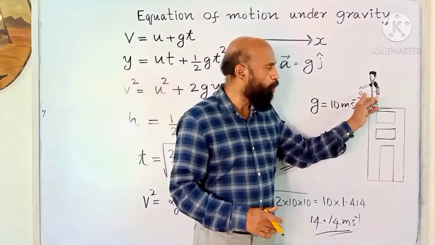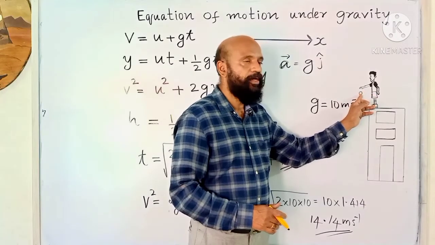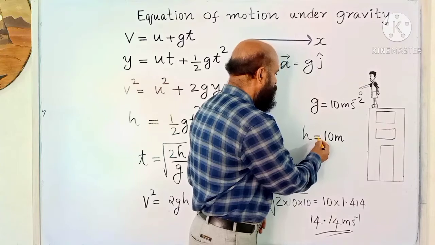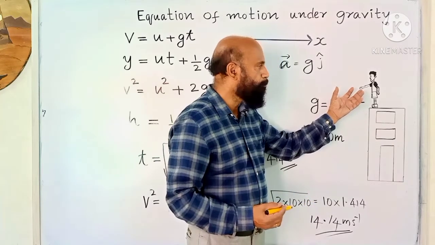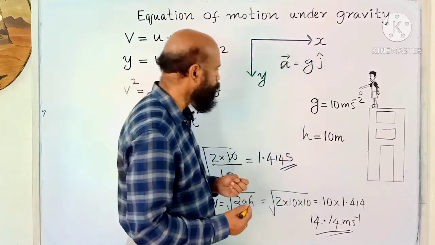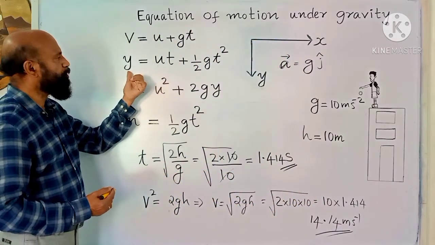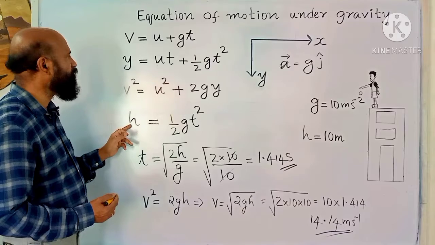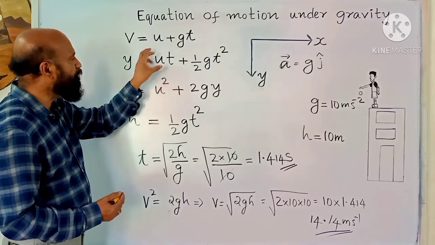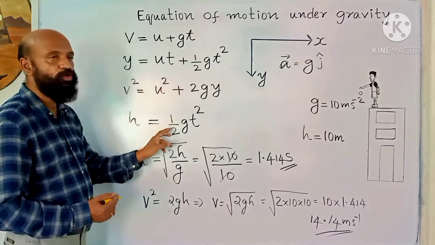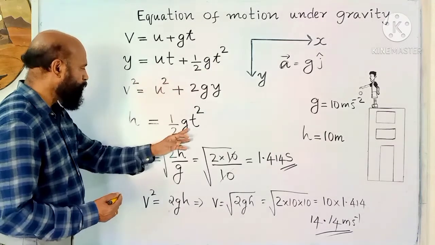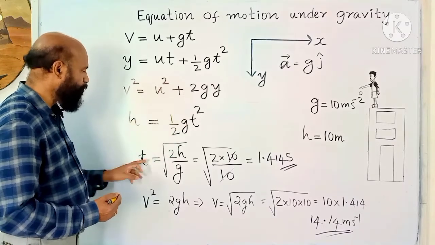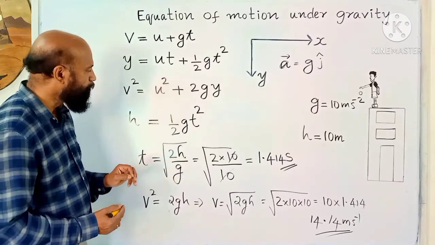A boy is dropping an iron ball and a feather from a height of 10 meters. Let us find the time taken by the bodies to reach the ground. For that we can use this expression. Boy is dropping the body from a height h, so instead of y, you can write h. Since he is dropping, initial velocity u is 0. So you will get h is equal to half gt square. From this you can write an expression for t. t square is 2h by g. So t will be square root of 2h by g.